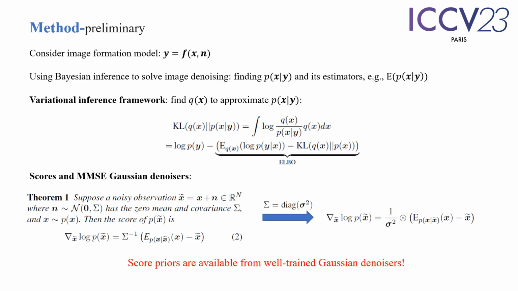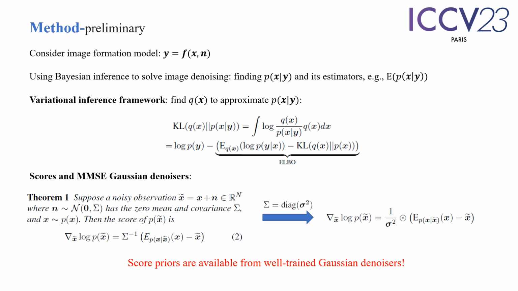Moving forward is our main method. We can first consider this general image noise model, I equals F of x, and under the Bayesian fashion, the image denoising task is to find the posterior distribution of x given I and also its estimators, such as the expectation. We often use variational inference to find a tractable distribution to approximate the true one. The ELBO function is adopted as the optimization function.